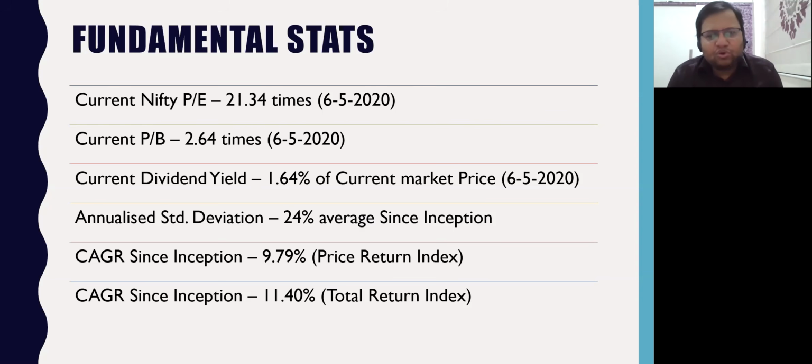CAGR, compounded annual growth rate of Nifty since inception, is 9.79%. Now imagine you have invested since 1996 till now. Returns are 10% per annum approximately, but this is 10% per annum almost tax free, because long-term capital gains are exempted from tax except from 31st Jan 2018. That is when Arun Jaitley had introduced long-term capital gains tax with the grandfathering clause. But they're tax free है.